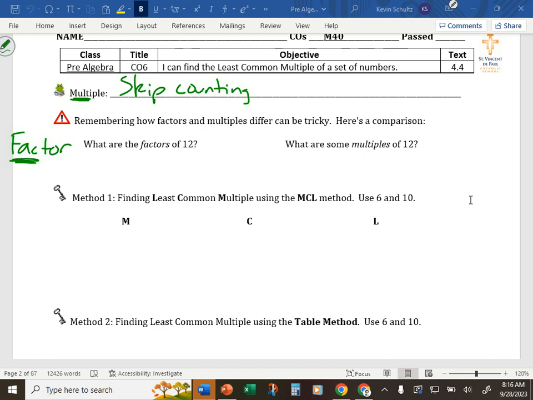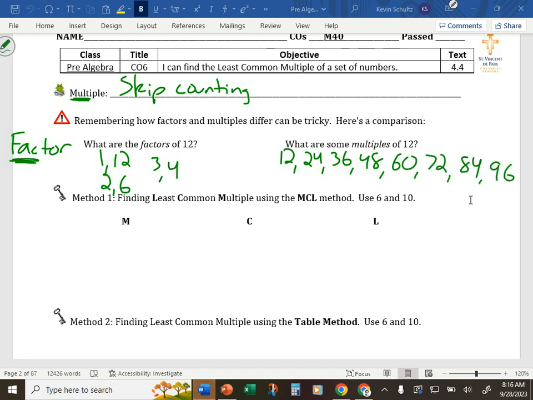Okay? So you've got some hints within the words that kind of help explain what they are. So for factors of 12, we've already listed these. You've got 1, 12, 2, 6, 3, and 4. They make 12, right? And then for multiples of 12, skip counting by 12s, 12, 24, 36, 48, and so on and so forth. Okay? And there really is no end.